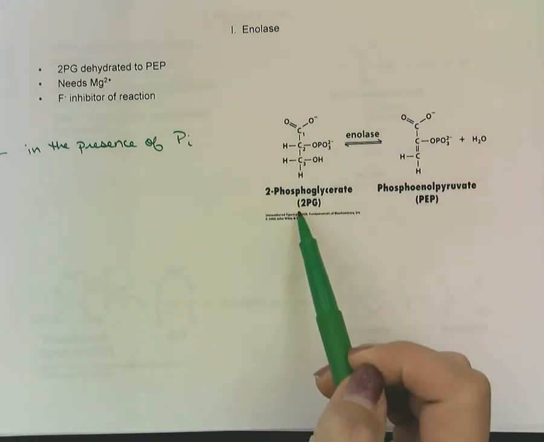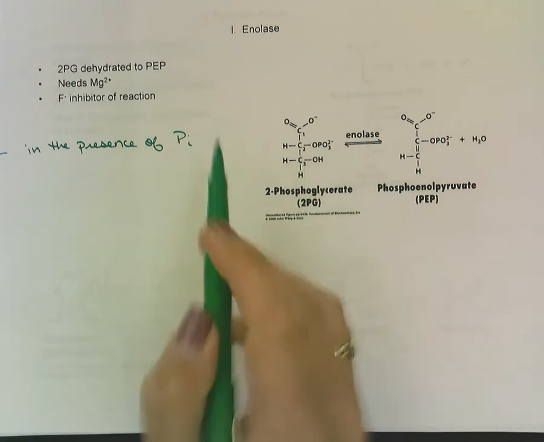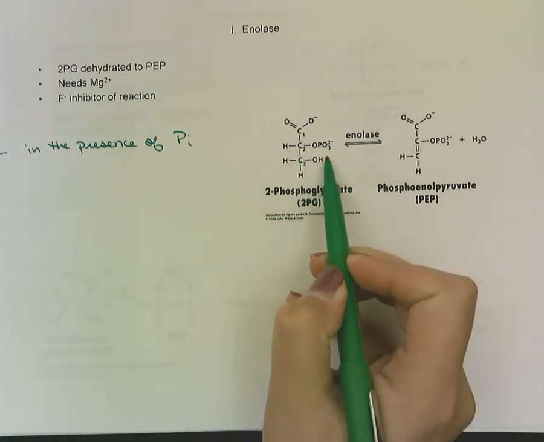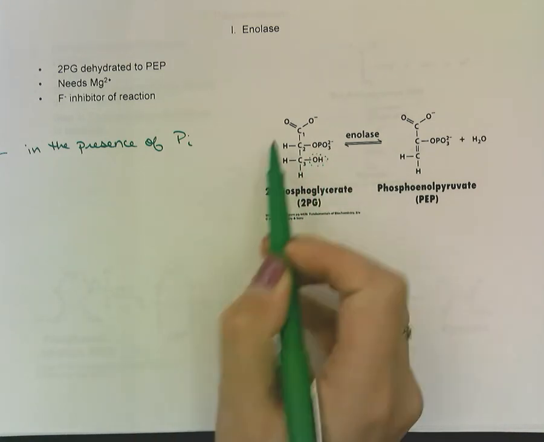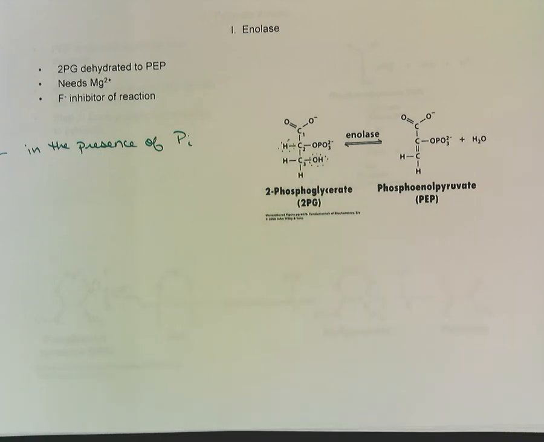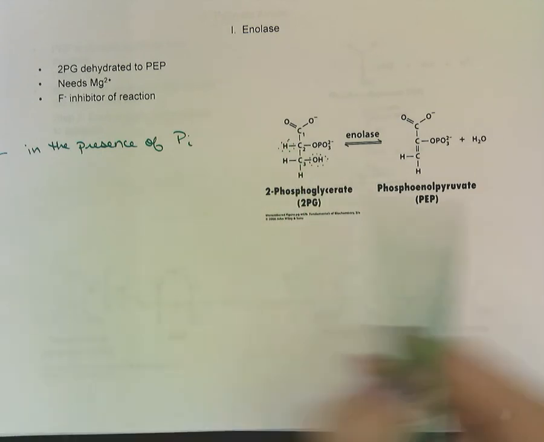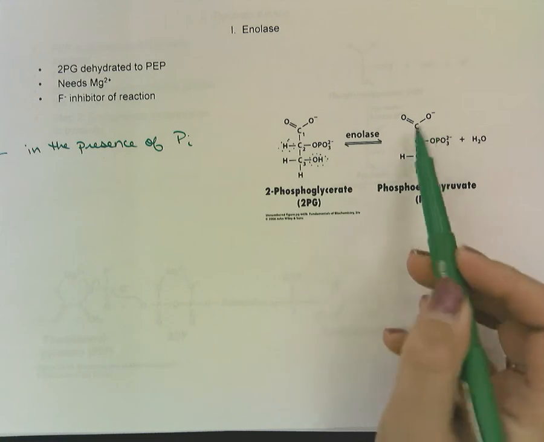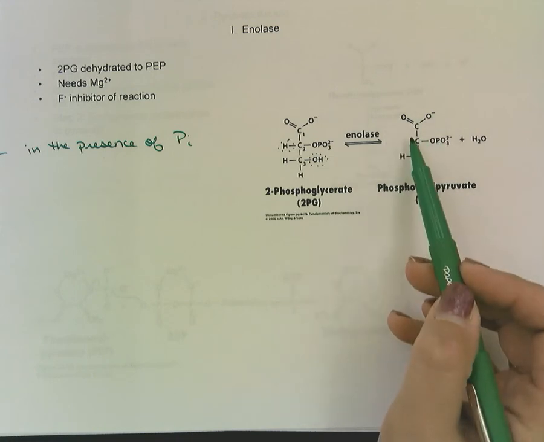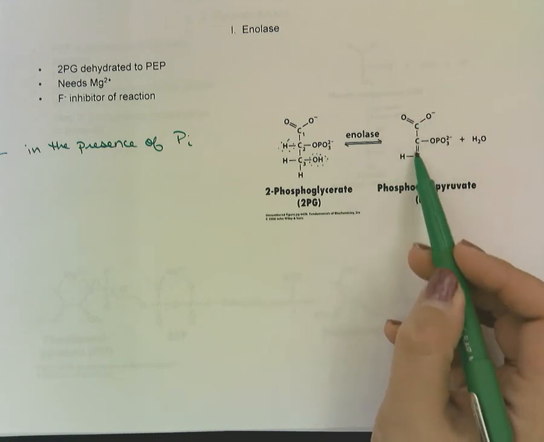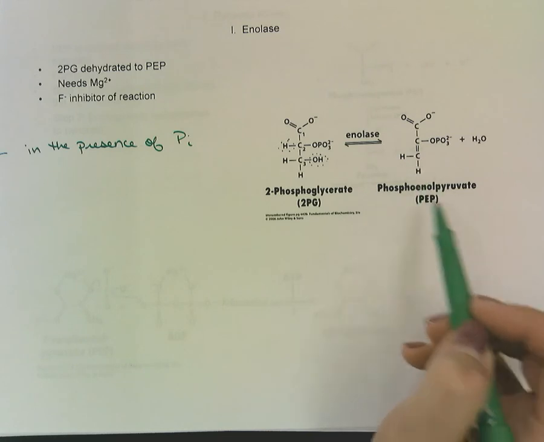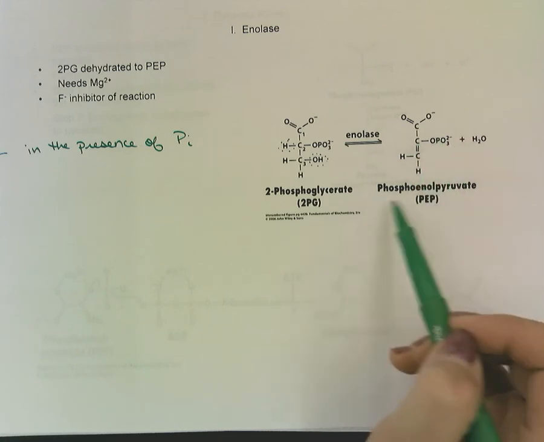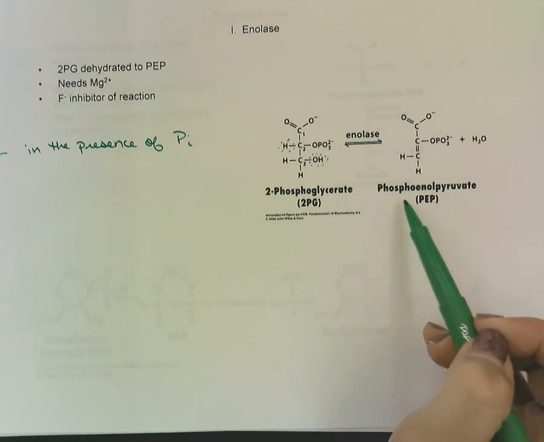All right, so here we had 2 PG, and we're going to dehydrate. So we're going to remove a water and make ourselves an enol, which is a carbon-carbon double bond with a hydroxyl group. It looks similar to pyruvate, but it's phosphorylated, so it's phosphoenol pyruvate.